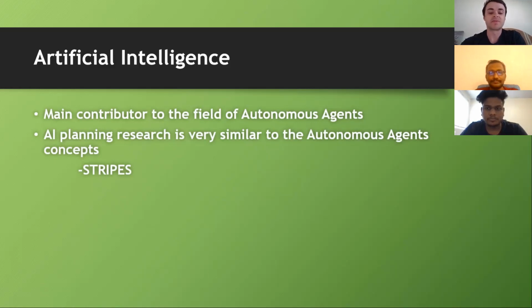The typical STRIPS system has certain components. First is a model that represents the agent's environment. The second is a specification of the actions that an agent is able to perform. And the third is an algorithm used for planning that takes all the tools, input, and state to produce some kind of plan. This is a very useful and similar structure to that of autonomous agents.